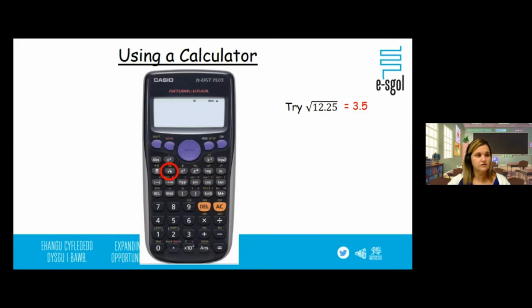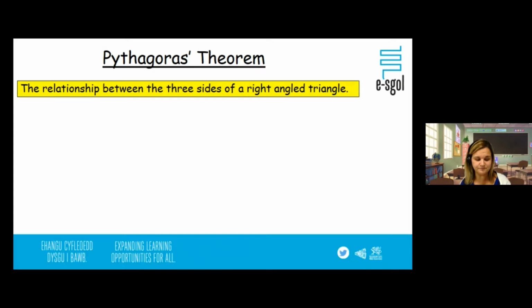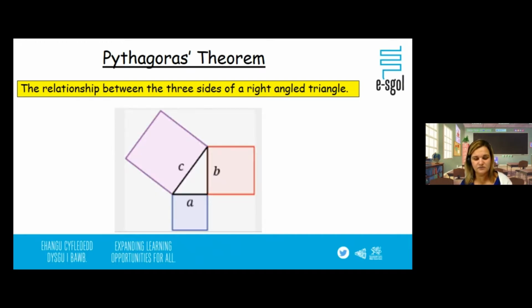Okay, right, so now we're going to look actually at the theorem and how we can use it. We've got our squares, we've got our square roots, we know how to use our calculator, and the next thing now is our Pythagoras Theorem. So it's the relationship between the 3 sides of a right angle triangle, okay? And I'll say it again, it's really important. This is only used with right angle triangles. And this is the theorem that we have, okay?